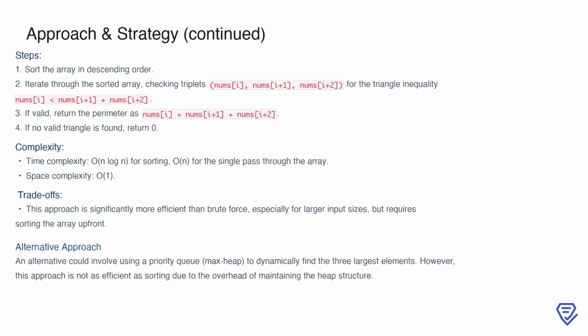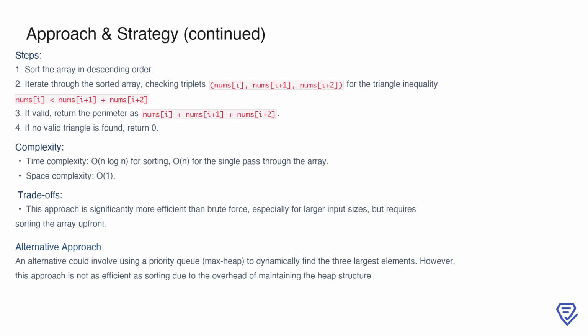This approach is much more efficient than brute force. Sorting the array takes O(n log n), and the single pass to check triplets takes O(n), resulting in an overall time complexity of O(n log n). The space complexity is O(1), as the sorting can be done in place. While this approach is efficient, a trade-off is the upfront cost of sorting the array.